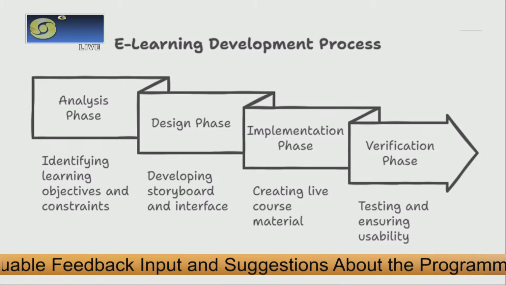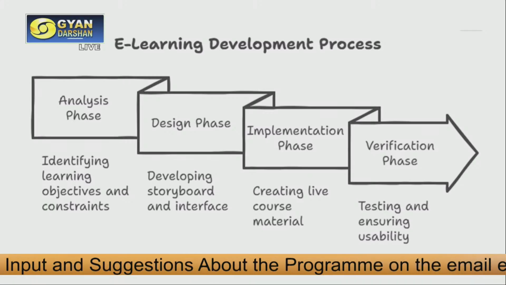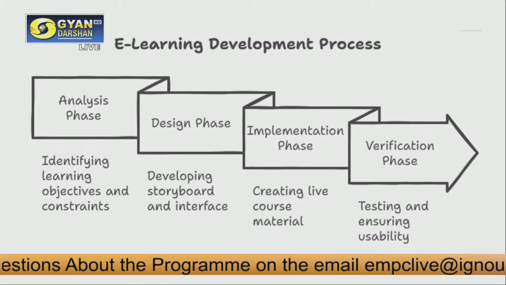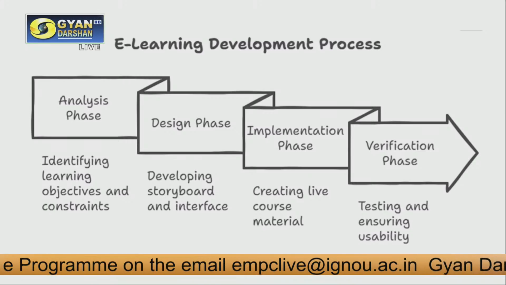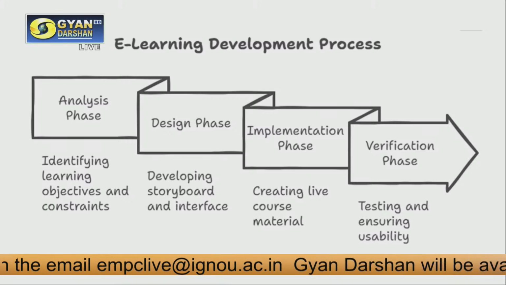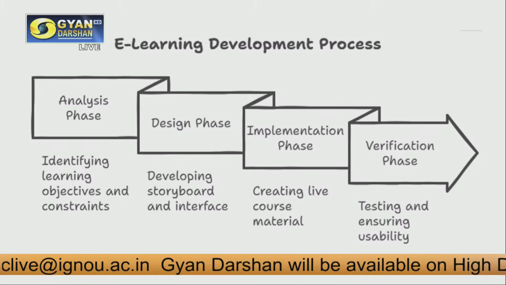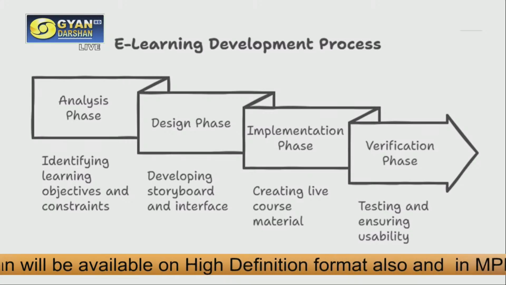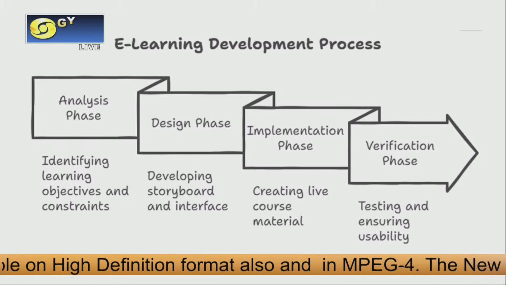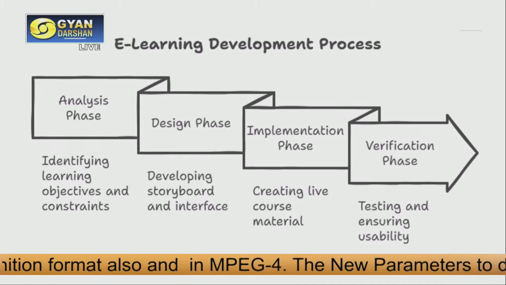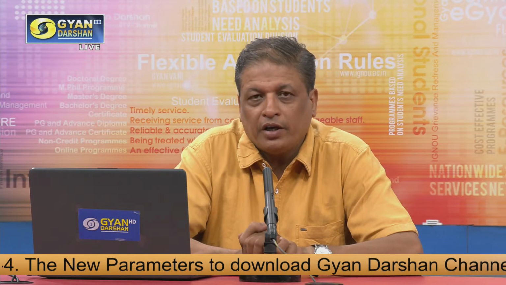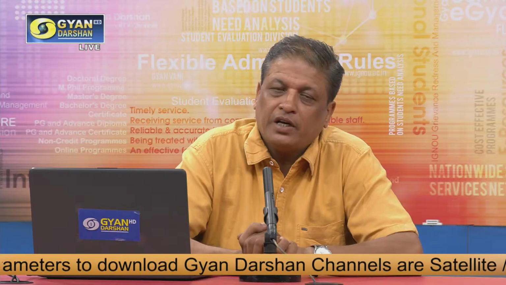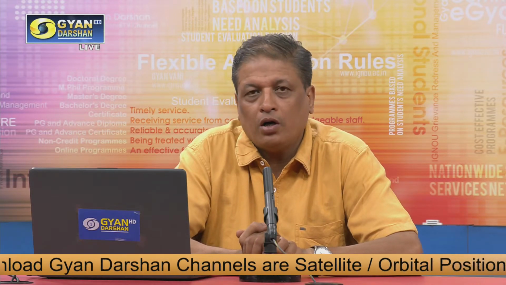So in the implementation phase, after identifying the percentage of content required for each type of material, we need to create the live course material, be it the print material, the video sessions, audio sessions, or podcasts, and we need to make arrangements for the chat sessions also. For testing and ensuring usability, you need to have regular feedback after deploying the e-learning environment. The students get enrolled into the sessions, and based on their feedback, you need to recursively improve the quality of the e-learning environment.